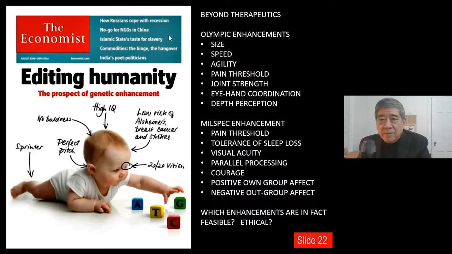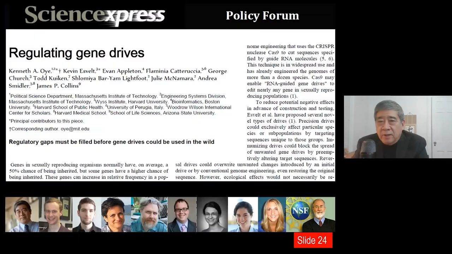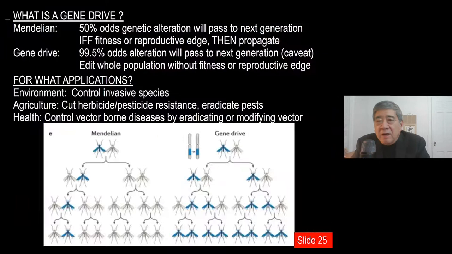Now, let's end on environment. And I'm going to end with a controversial example, gene drives. And way back, several years ago, my colleagues and I published a piece on regulating gene drives in Science. What's a gene drive? Mendelian inheritance, 50% odds of any alteration passing to the next generation. And then if it's fit, if there's a reproductive edge, it will propagate. A gene drive uses CRISPR to introduce gene editing machinery into organisms so that the odds of an alteration passing on are not 50-50, but are more like 99.5.